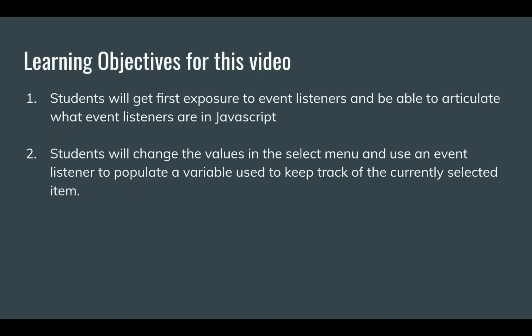And our learning objectives are that you'll first get your exposure here for the first time to actual event listeners. And we want you to be able to talk about what event listeners are in JavaScript. And also, students will change the values in the select menu and use an event listener to populate a variable used to keep track of the currently selected item. So basically what we mean is that if you have selected Egusi, but you've decided you really want Gomen, when you switch to Gomen, then the website should know that you've changed your mind before you actually add it to your cart. So we have a temporary variable that's holding the value until we commit to the cart.